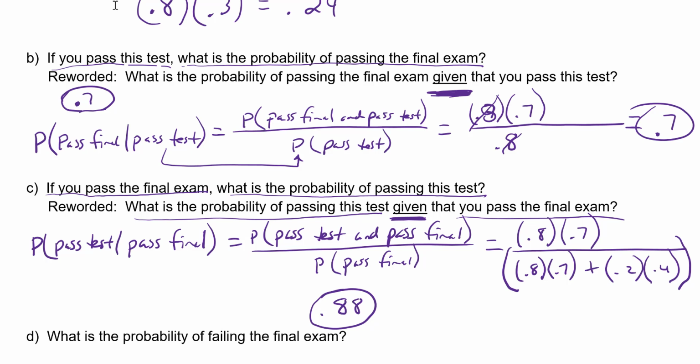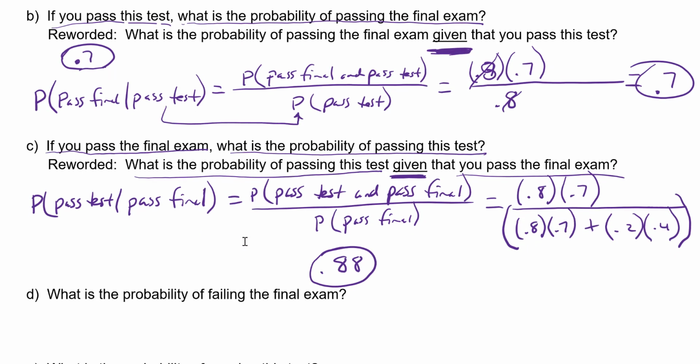Okay? So just even looking logically at this, do you guys agree these probabilities are actually pretty high? Because think about it. If you pass the final, what's the probability of passing the test? Well, it's probably pretty good, right? If you pass one, you're probably going to pass the other. Same thing with part B. It says if you pass the test, what's the probability of passing the final? Well, sure, if you pass the test, you're probably going to pass the final. So it's kind of a high probability too. Okay? All right.